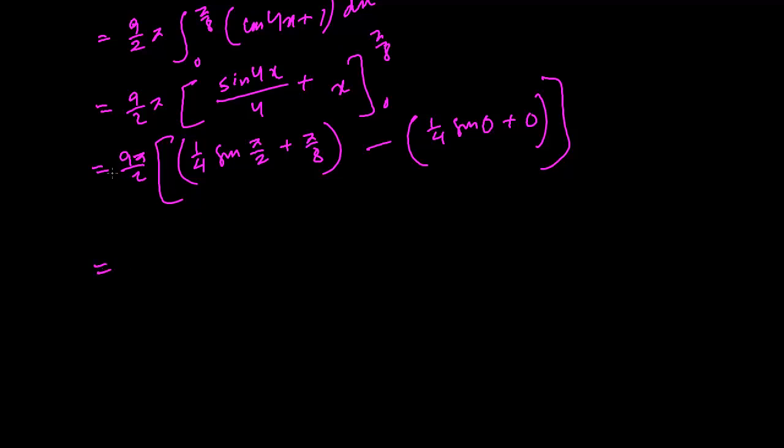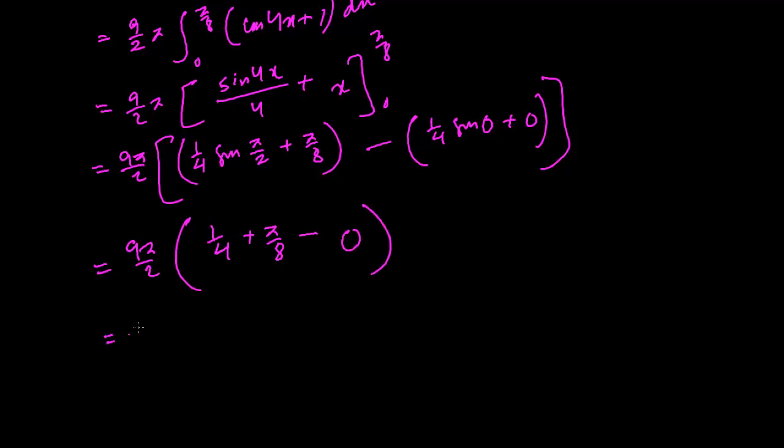You have to be very careful because 9 pi by 2 is multiplied with the entire thing. So be careful about the brackets. So 9 pi by 2. Now we can write sine 90 degree. Sine pi by 2 means 90 degree, which is 1. So we have 1 by 4 plus pi by 8 minus sine 0 degree, which is 0. This is also 0.